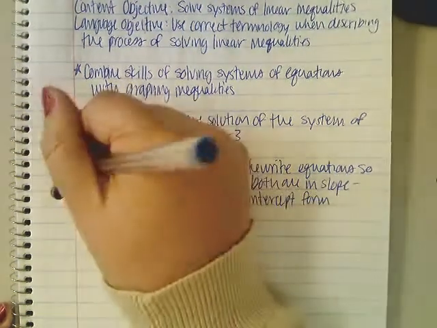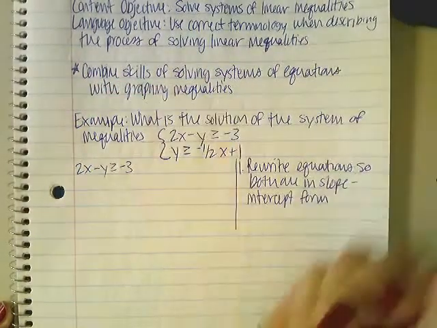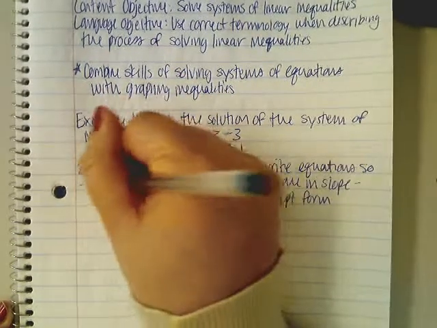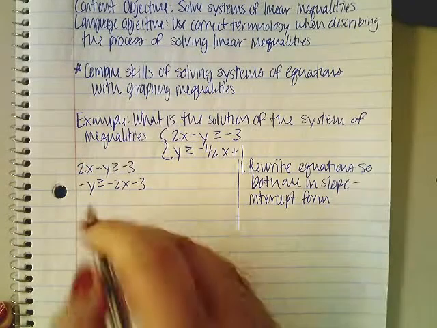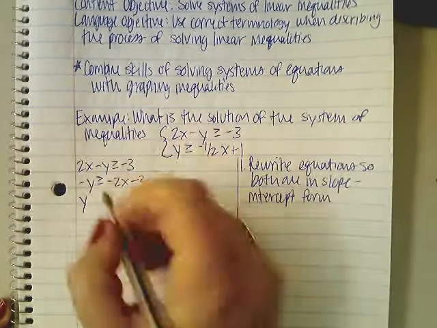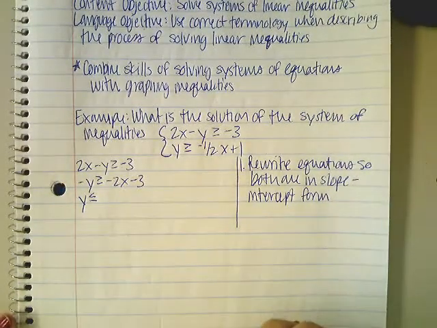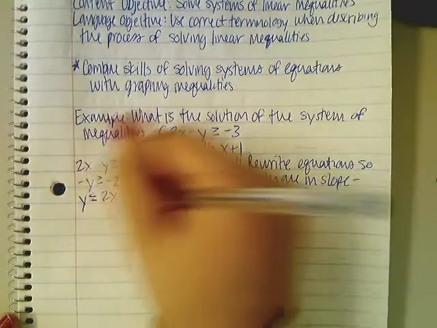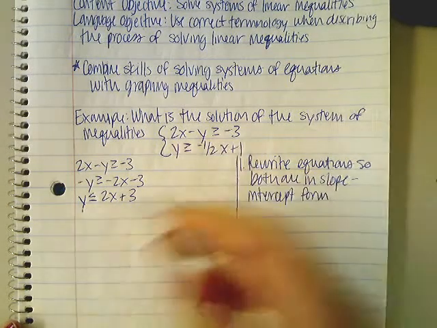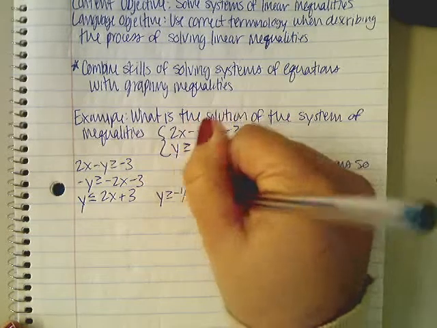This one already is, so I'm going to take 2x minus y is greater than or equal to -3. I subtract 2x from each side and I get negative y is greater than or equal to -2x minus 3. I have to get rid of that negative, so my last step is to divide everything by -1. Since I divided by a negative, I have to switch the direction of my inequality. So y is less than or equal to positive 2x plus 3. That is my rewritten equation in slope-intercept form, and then I still have my other equation, -1/2 x plus 1.